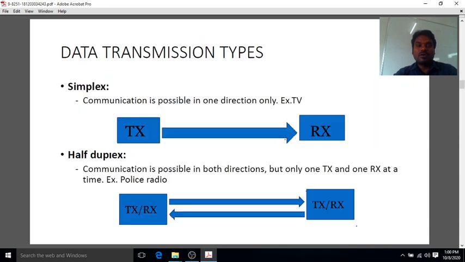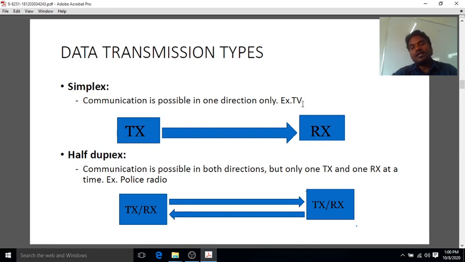And next one is about how data transmission can be possible. There are data transmission types. We have simplex in serial data communication. Simplex means communication is possible in one direction only. We can have the transmitter and we can have the receiver. The receiver is going to receive the data, but it is not going to communicate with the transmitter. So this type of data transmission is named as simplex data transmission. The best example is the TV and the radio.